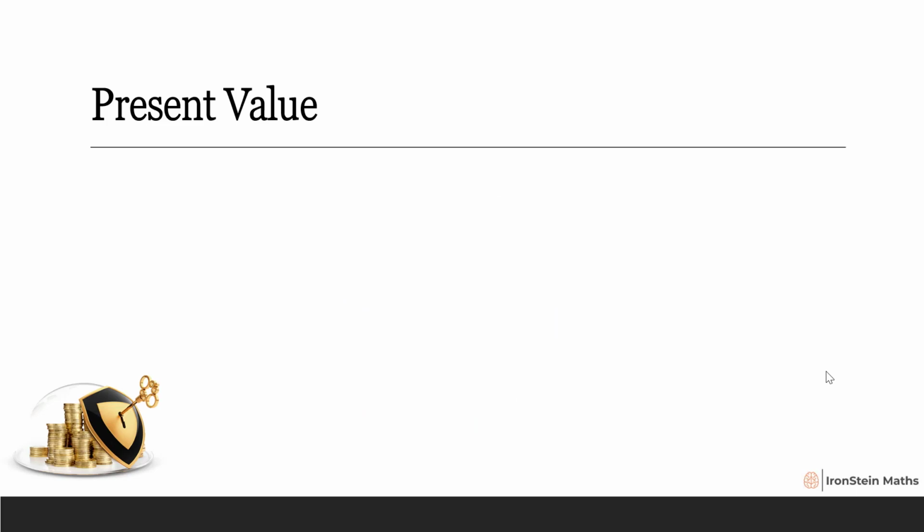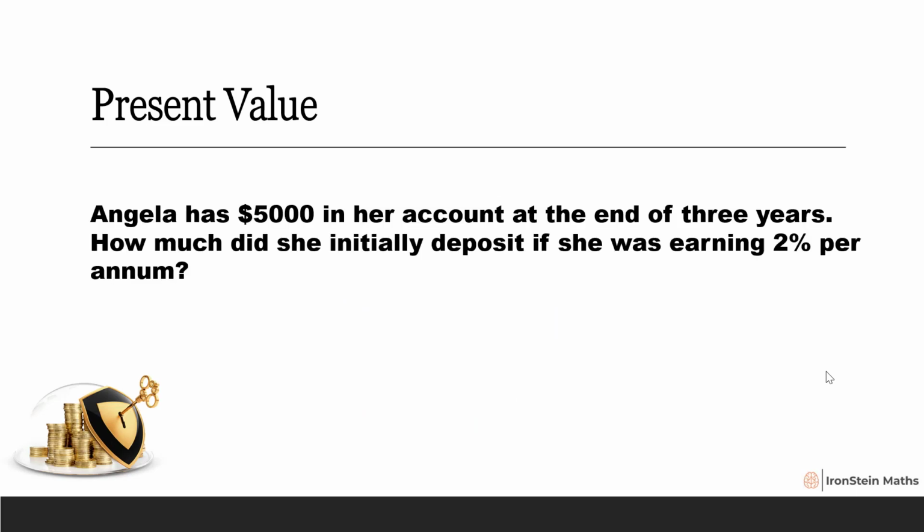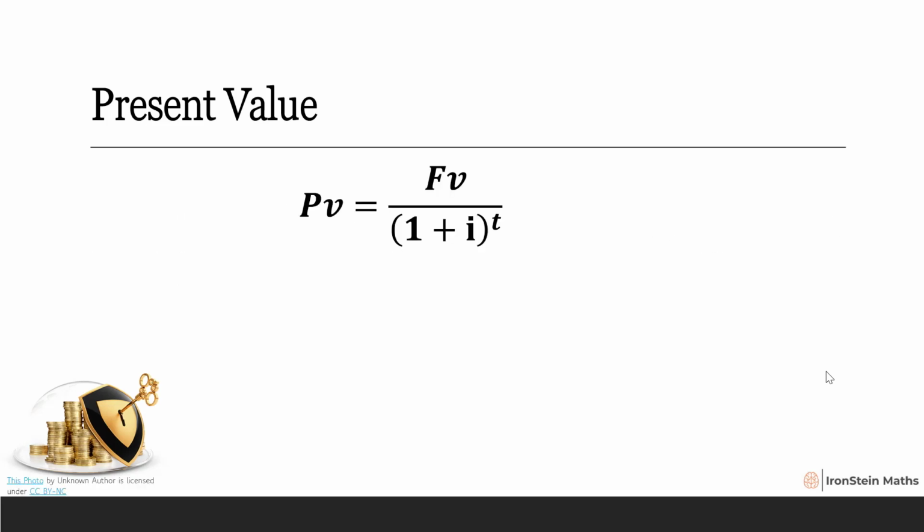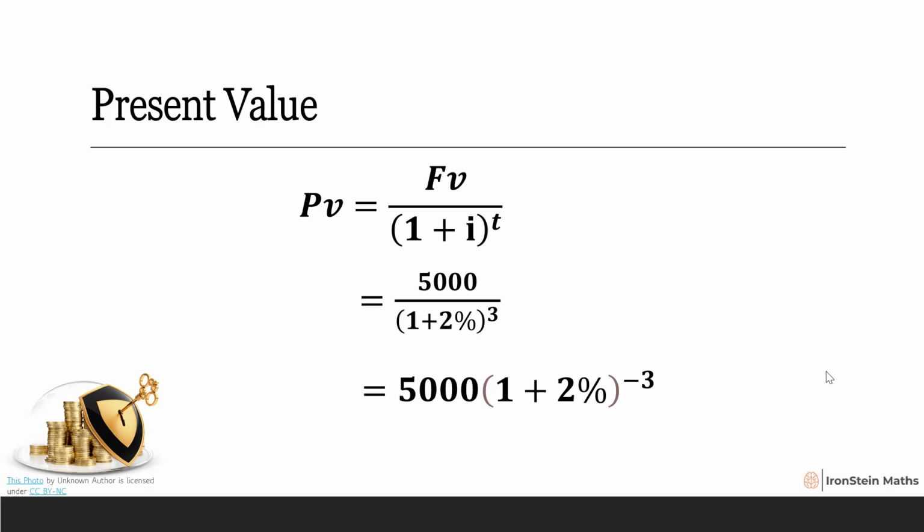So let's work out the present value using an example. Angela has $5,000 in her account at the end of 3 years. How much did she initially deposit if she was earning 2% per annum? So the present value formula we now know is equal to the future value divided by 1 plus i to the t. Substituting the values in, we have 5,000 divided by 1 plus 2% raised to the exponent 3 for 3 years, which can also be written as 5,000 multiplied by 1 plus 2% to the negative 3 if we bring it up into the numerator, which is equal to $4,711.61.